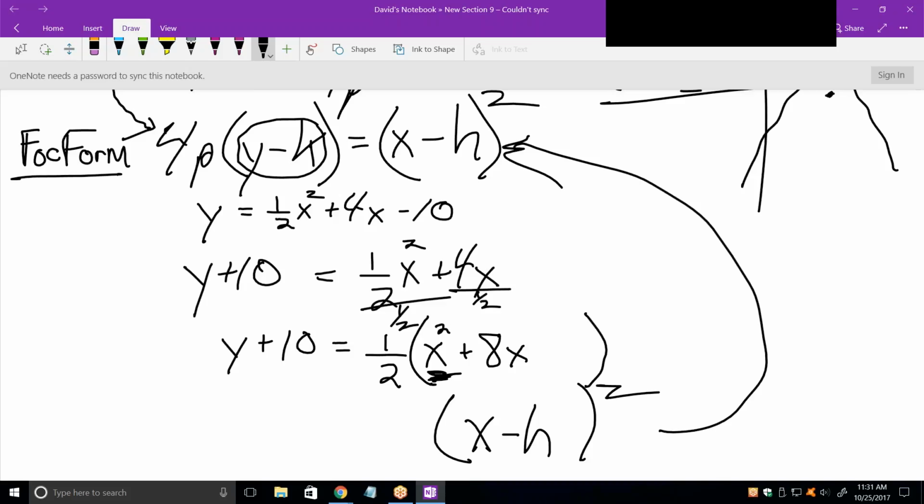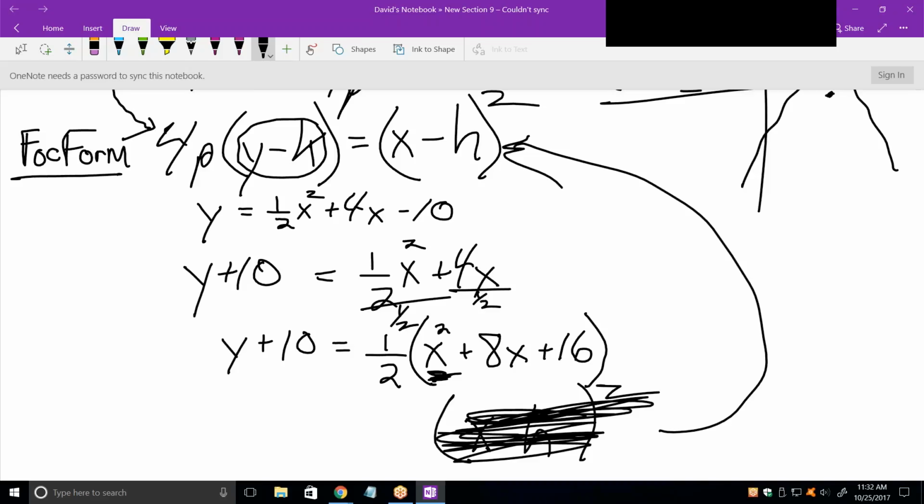Everything else I've done has not changed anything. Just rearranged it. But the moment I write in 16 there, I've added a number to the right side of the equation. What number did I just add to the right side of the equation? The squared half of 8. Half of 16. I wrote in 16, but it's being multiplied by this 1/2. So what I really did was I added 8 to the right side.